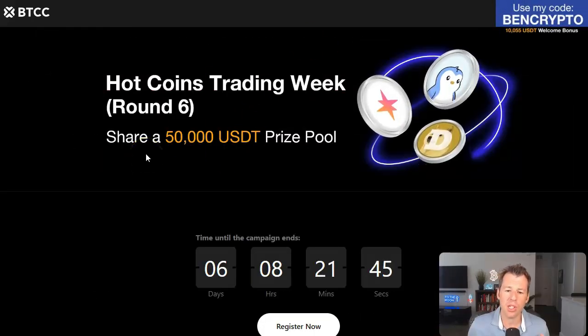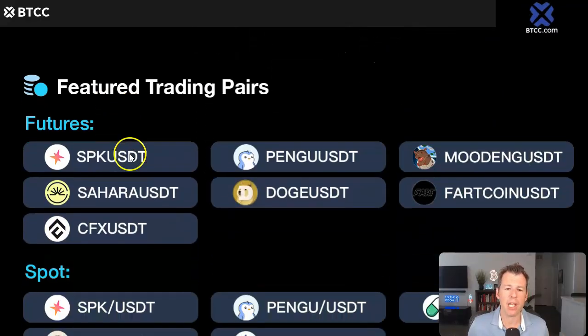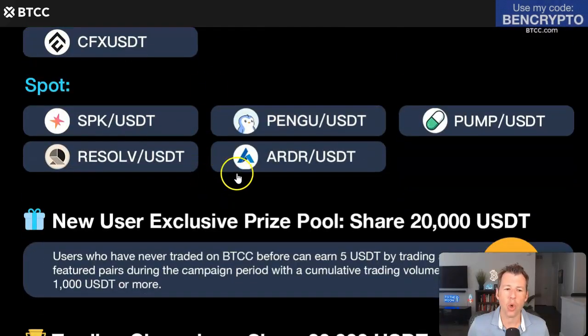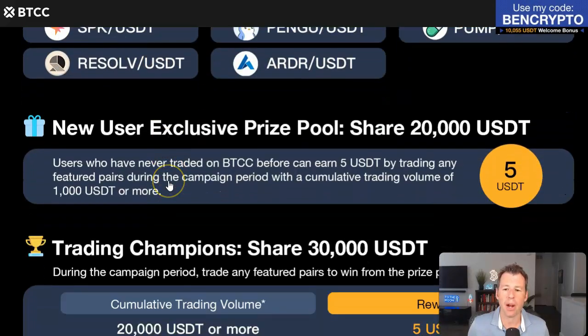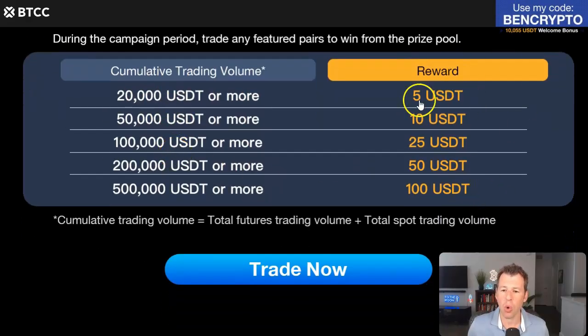This one comes and goes. This current campaign has 6 days left. The coins will change with future campaigns, but basically, if you trade these specific futures trading pairs or these specific spot trading pairs during the campaign period, up to certain trading volumes, then you get a certain reward between $5 and $100, depending on how much you trade. Obviously, the more you trade, the higher the volumes, the greater your reward will be.